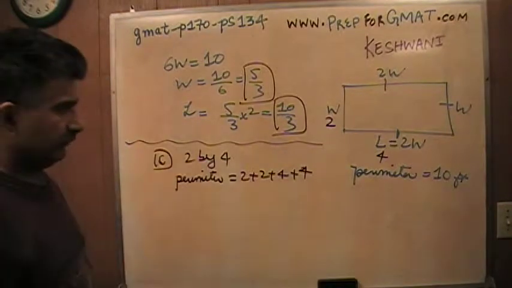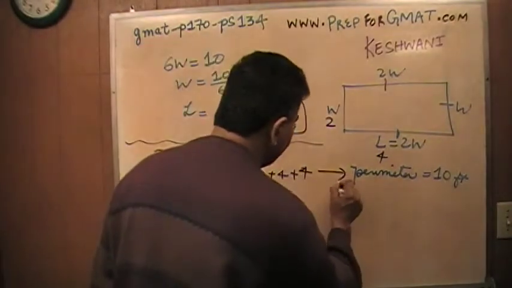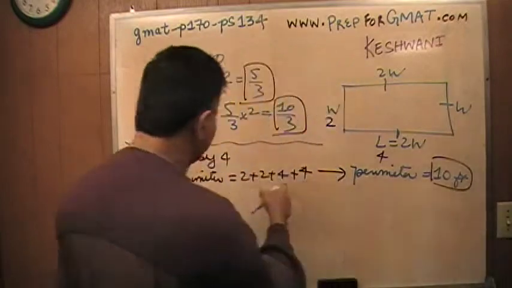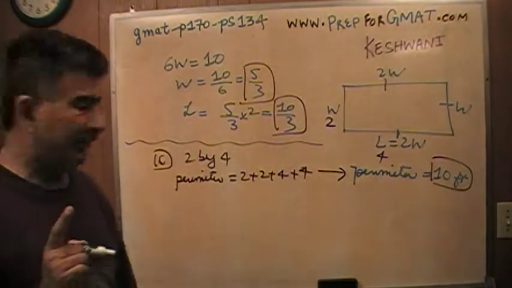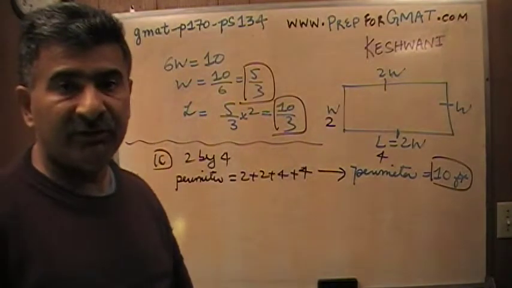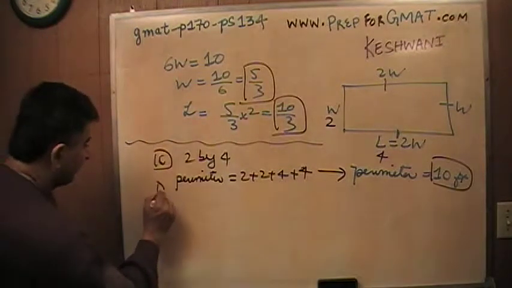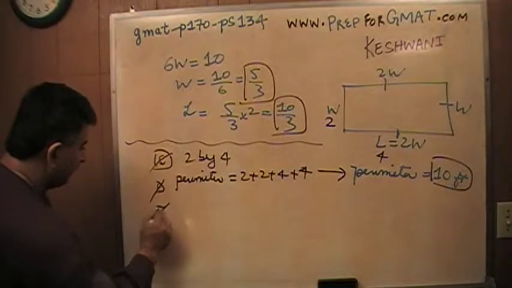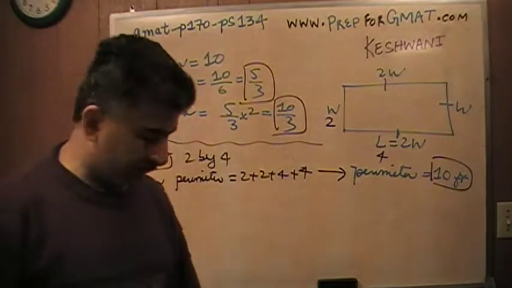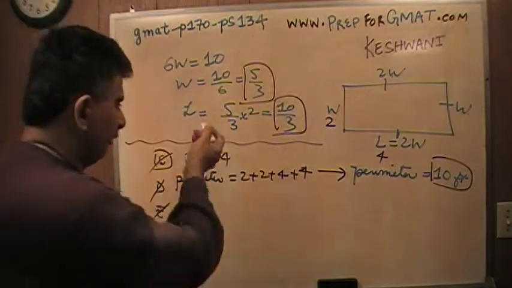It's too big. We are told that the perimeter is only 10 feet. This works out to be 12 feet. That tells me that these dimensions are too large. That also tells me right away that I can knock down D, I can knock down E. The answer has to be either A or B. So I'm going to try B, which of course we know the answer is.